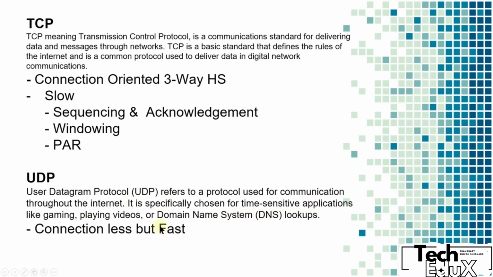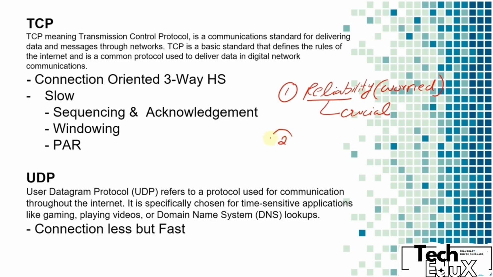TCP means Transmission Control Protocol. It is a communication standard for delivering data and messages through a network. TCP is a basic standard that defines the rules of the internet and is a common protocol used to deliver data in digital network communications. Whereas UDP stands for User Datagram Protocol, which refers to the protocol used for communication through the internet. It is also used for the same purpose, but it is specifically chosen for time-sensitive applications like gaming, playing videos, or even DNS lookup.